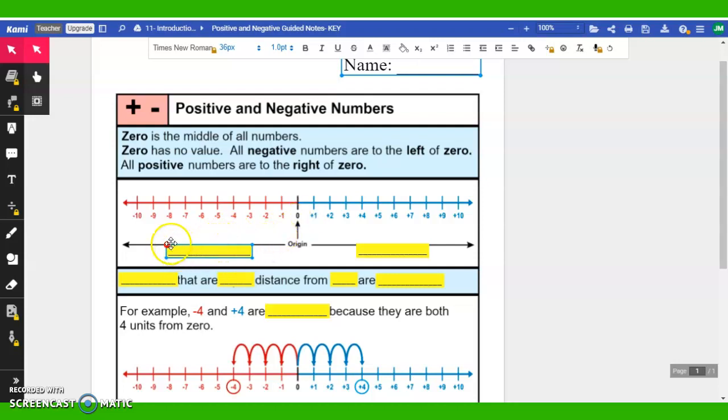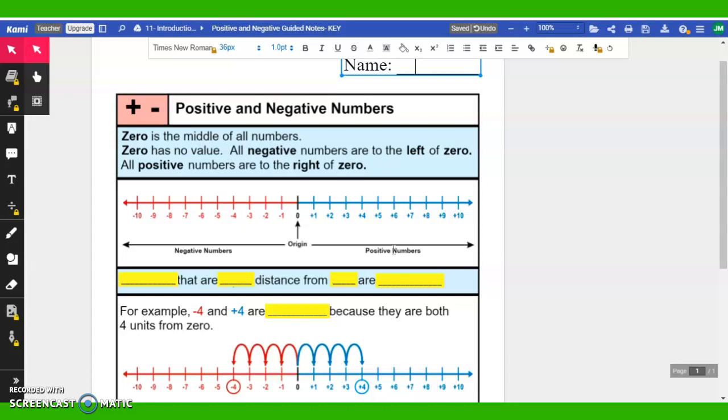Again, if you look down here at your number line, you will notice that all the numbers to the left are what? They're going to be your negative numbers. So make sure you type that answer in for your guided notes. Negative numbers. Again, if you look at the 0, which is the origin, in the very middle, the numbers to the right of 0 are going to be your, that's right, positive numbers. So you're going to go ahead and fill that in on your notes.